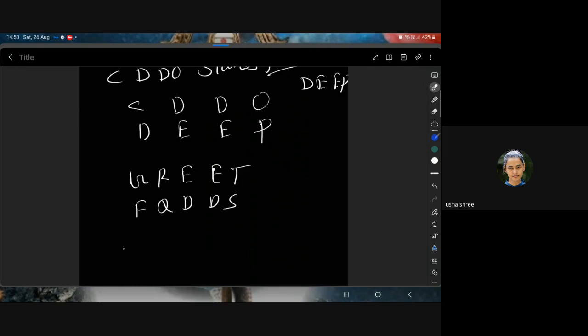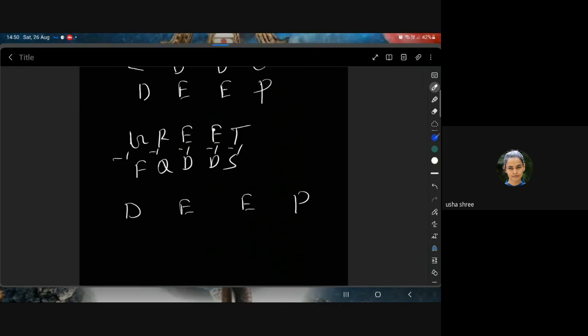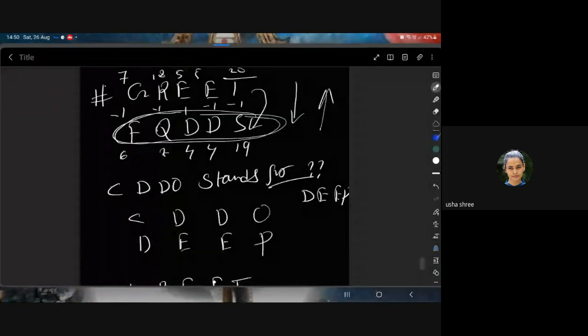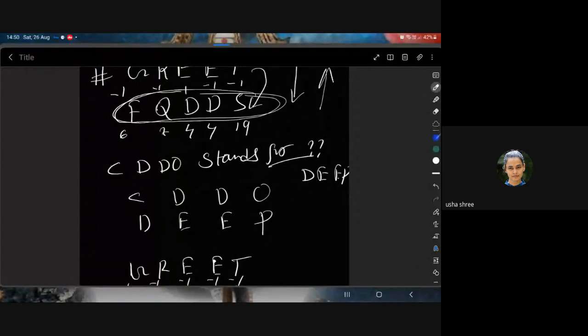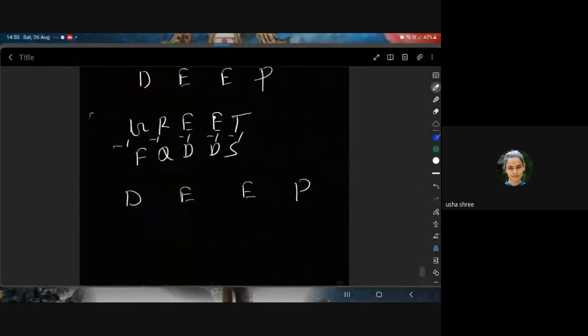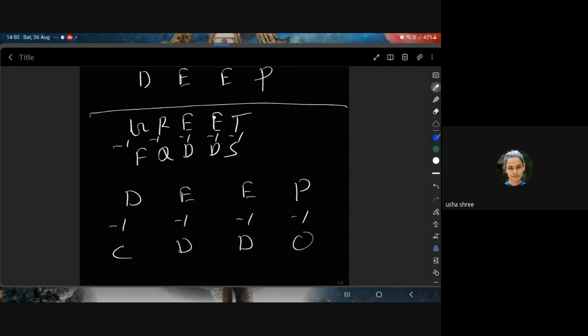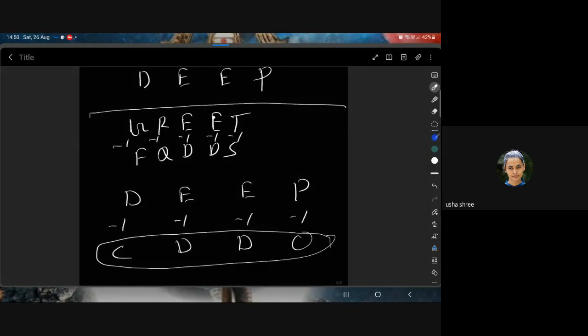Now, if I ask you, what is the code for DIP? See, this is minus one, this is minus one, this is minus one, this is minus one. Here the question is, if grid is FQDDS, then what is the code of DIP? Understood the question? Different questions. So it will be minus one, minus one, minus one, minus one. It will give you C, double D, O. Understood? So you have to add one with each letter.